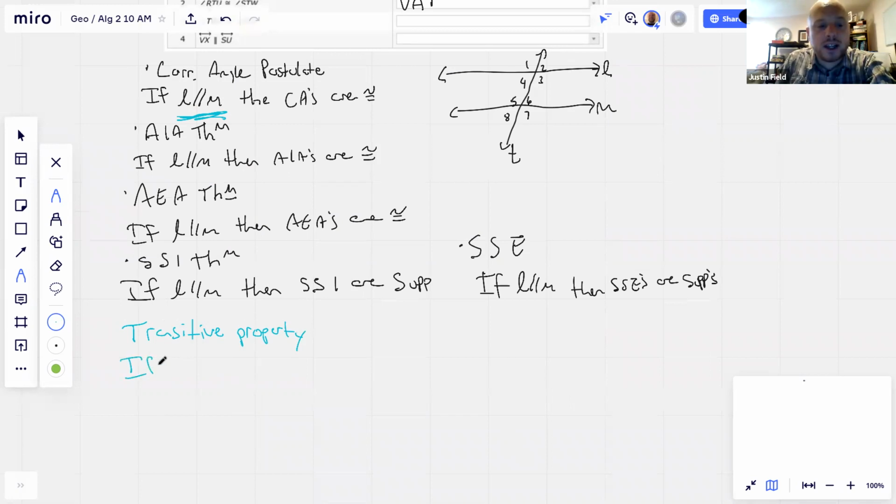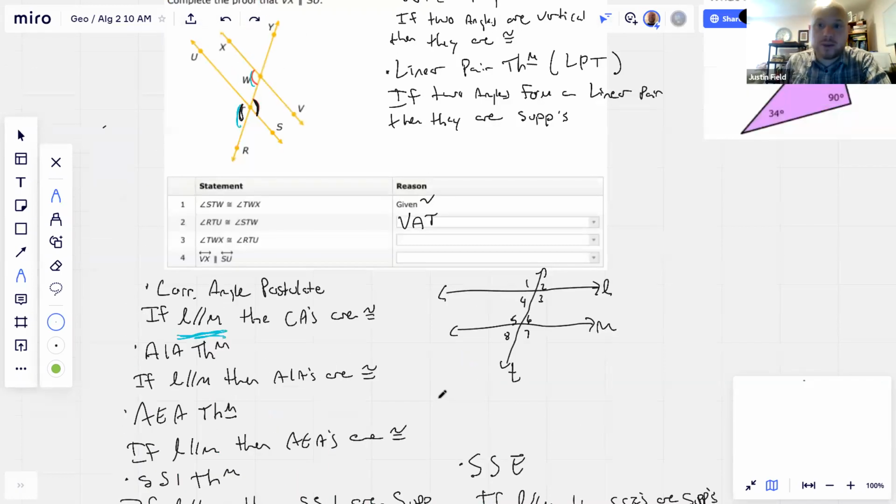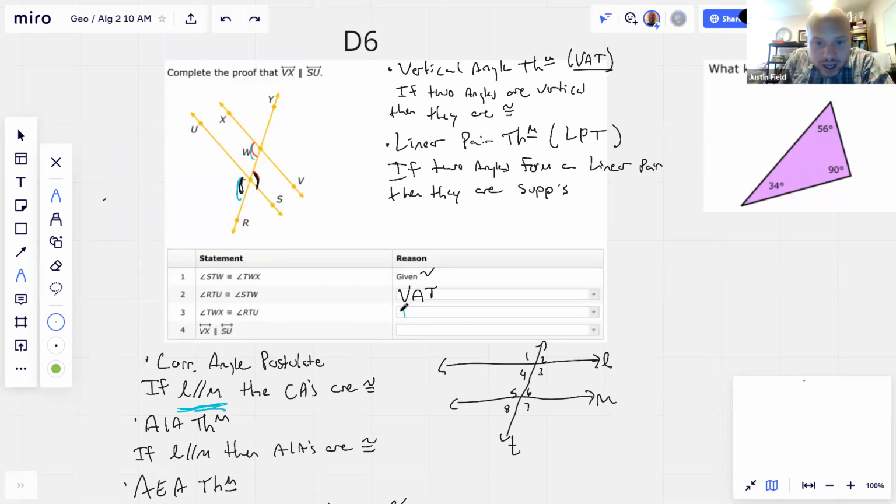So the transitive property says if angle 1 is congruent to angle 2 and angle 2 is congruent to angle 3, then angle 1 is congruent to angle 3. See, it's like that. 1 is congruent to 2, 2 is congruent to 3, so 1 is congruent to 3. I want you to notice that all of my theorems, properties, postulates start with the if statement and continue to a then statement. Each one of them is always an if-then statement. And so this is the transitive property.